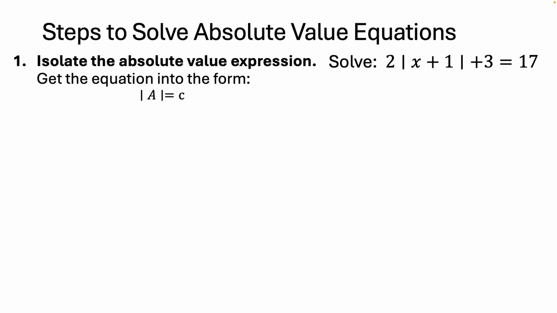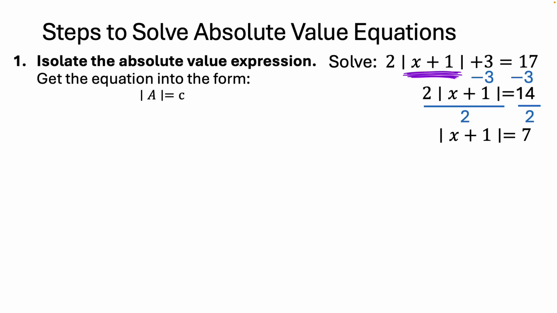Looking back at our equation, we want to get the absolute value of x plus 1 by itself. So let's go ahead and subtract 3 from both sides. This would leave us with 2 times the absolute value of the quantity x plus 1 is equal to 14. Now we need to divide both sides by 2. This leaves us with the absolute value of the quantity x plus 1 is equal to 7. Now we've isolated the absolute value to one side of the equation.